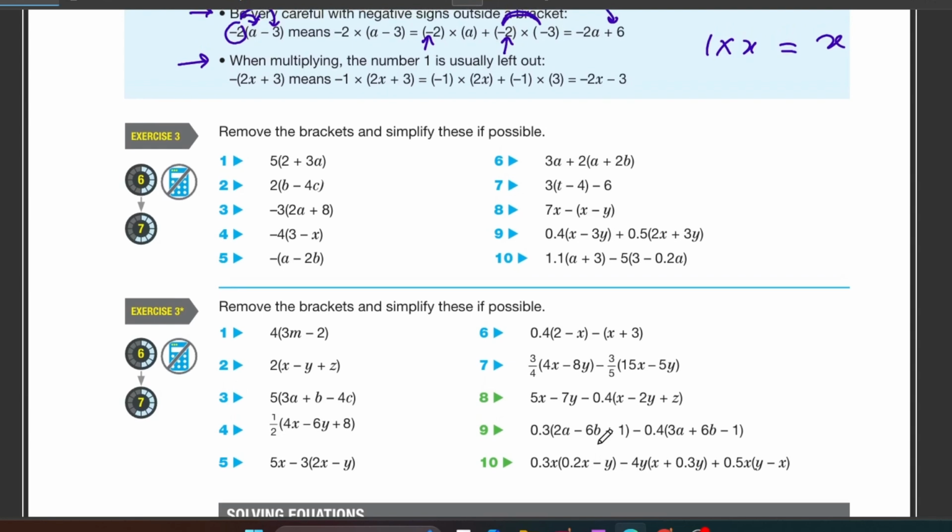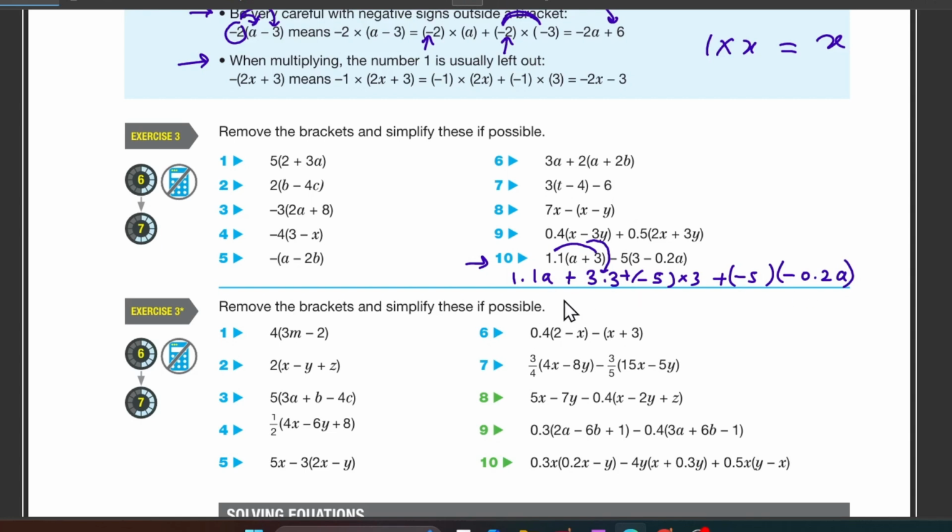Okay, then I'll do this 10th one. So you can see we have to expand the bracket. 1.1 times a plus 3.3. I got that from 1.1 times 3, that's 3.3, and again minus 5 times 3, here we have plus, minus 5 times minus 2a.